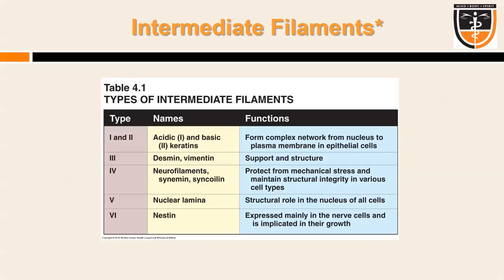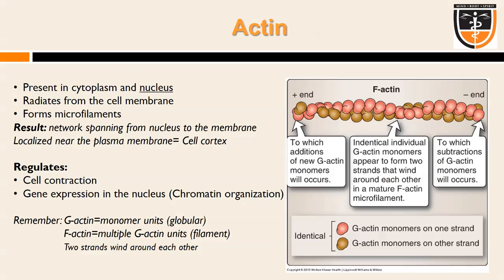This is just a list of different intermediate filaments and what they do. They're involved, for example, in providing strength to the cell. They're very much involved in providing strength and support to neurons, such as nestin, which is involved not only in providing strength to the neurons, but also in the regulation of growth. We mentioned the nuclear lamins, type 5 intermediate filaments, which are involved in maintaining the structure of the nucleus of the cell.